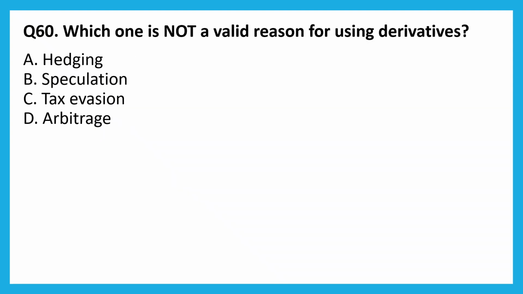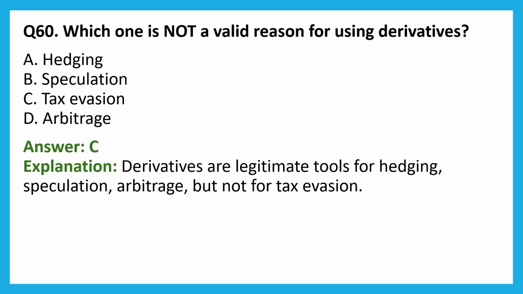Next question. Which one is not a valid reason for using derivatives? Option A, hedging. Option B, speculation. Option C, tax evasion. And option D, arbitrage. Correct answer is option C, tax evasion.